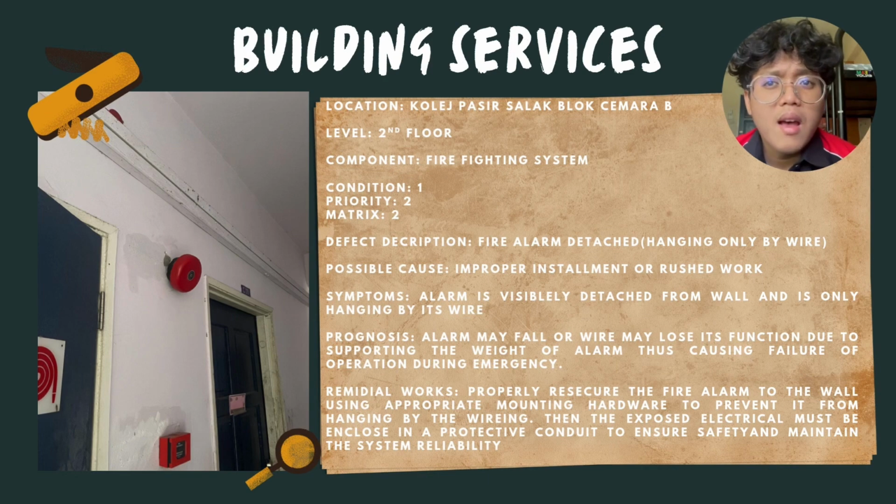The symptom is the alarm is visibly detached from the wall and is only hanging by its wire. The prognosis is the alarm may fall or the wire may lose its function due to supporting the weight of the alarm, thus causing failure of operation during emergency. Remedial work is to properly resecure the fire alarm to the wall using appropriate mounting hardware to prevent it from hanging by the wire. Then, the exposed electrical wiring must be enclosed in protective conduit to ensure safety and maintain the system reliability.